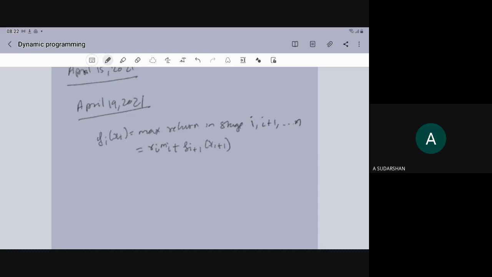Here we have the return for the current stage, the ith stage. So it is the return from the current stage plus the maximum return from the i plus 1th stage, i plus 2th stage, and nth stage. But here f_i is a function of x_i, and f_i plus 1 is a function of x_i plus 1. So can we write this x_i plus 1 in terms of x_i? What is x_i plus 1? Can you tell?